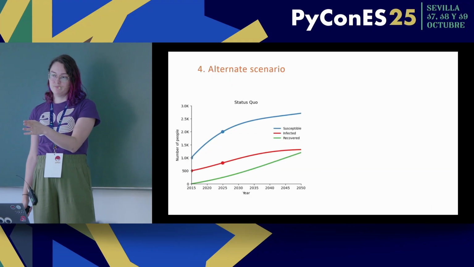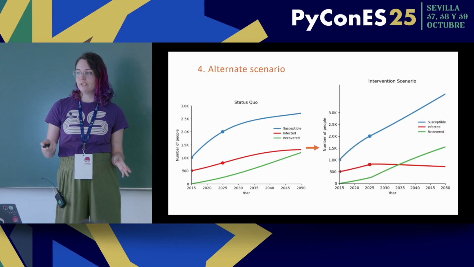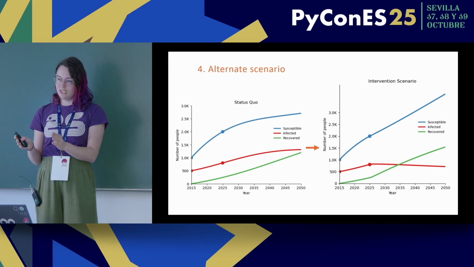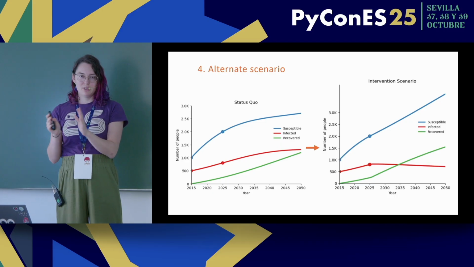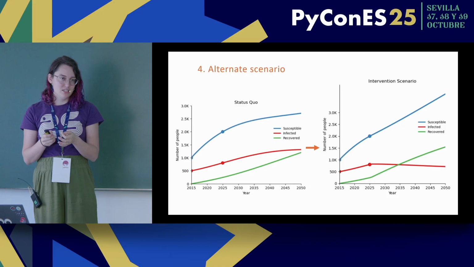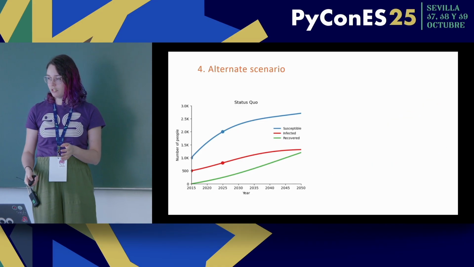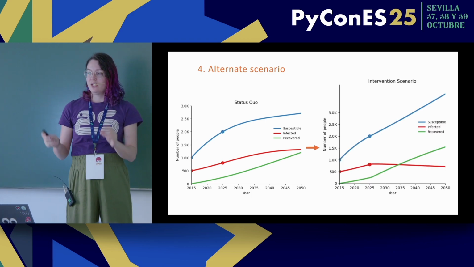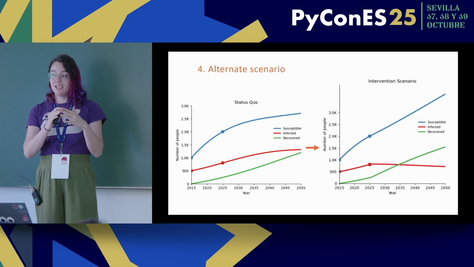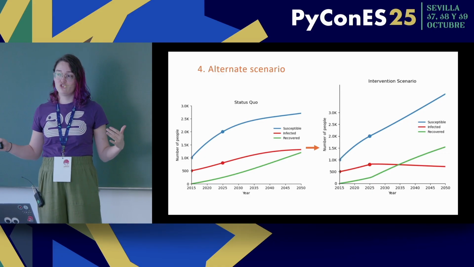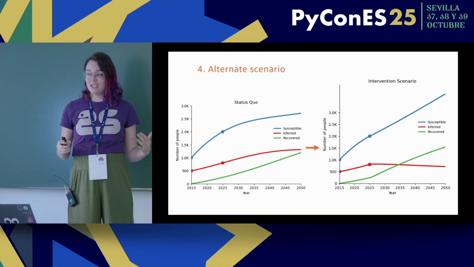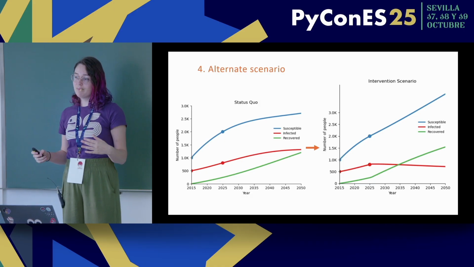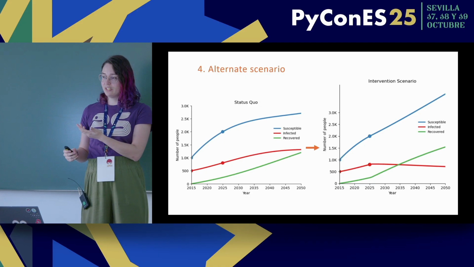This was our status quo, and if we run our alternate scenario, this is what we see. Up to that data point in 2025, everything is the same, because up till then we haven't implemented the intervention yet. We implemented the intervention, as you can see, in 2026. So up till then, it's all the same. In 2026, we implement the intervention, and we can see that things suddenly change. The number of people infected, instead of steadily increasing, suddenly starts decreasing. The number of people recovered, of course, also increases.